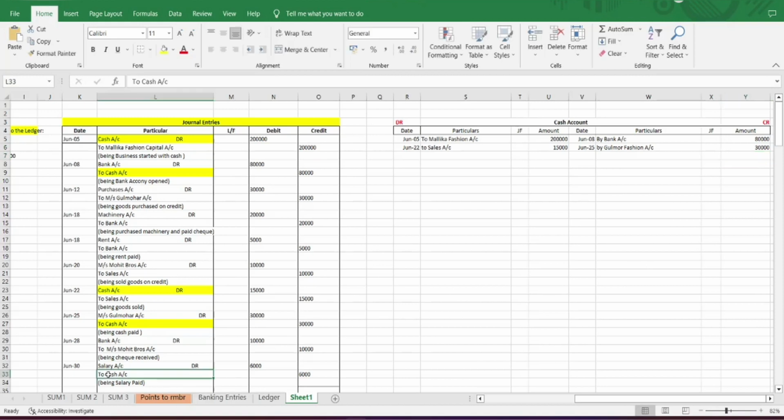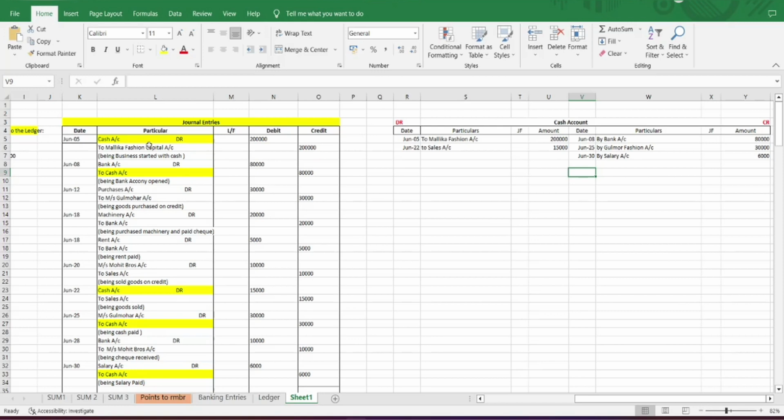Here we have a cash transaction at the end. Here again salary is debited, cash is credited by salary account for rupees 6,000, June 30th. So all our cash transactions we have recorded.